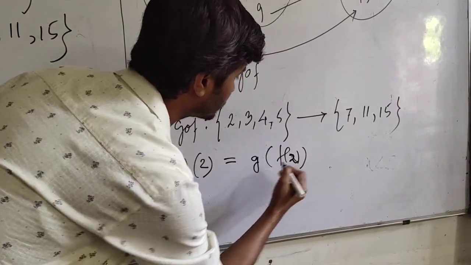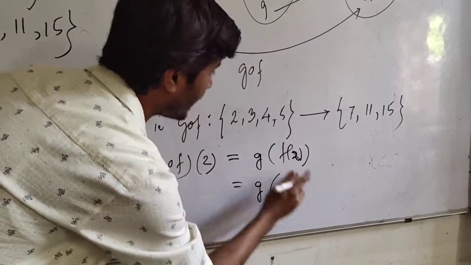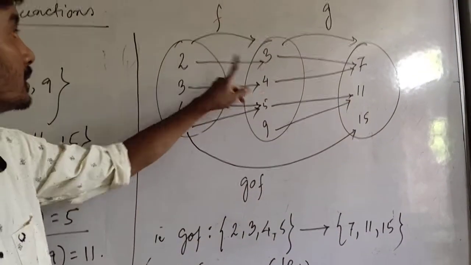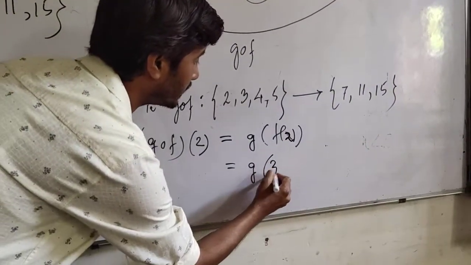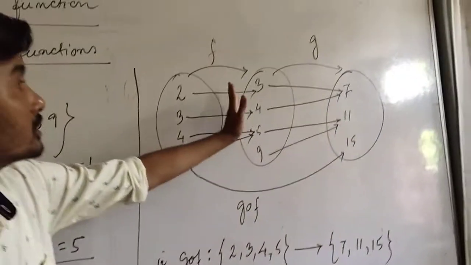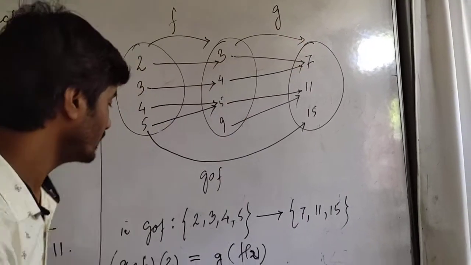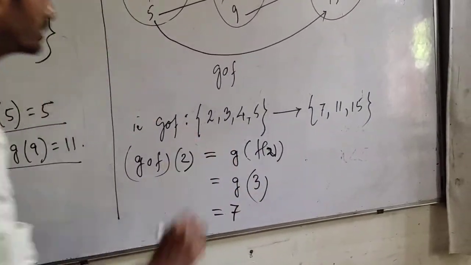So this is Z of F of 2. Looking at the diagram, the image of 2 is 3, so F of 2 is equal to 3. So here I have 3. Then in the diagram for Z, the image of 3 is 7. Therefore this will be equal to 7.